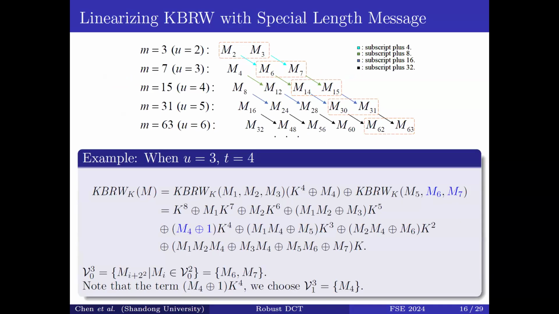Next, we have already analyzed the KPLW function when U is 2 in the previous slide. And next we consider the KPLW for M1 to M7. We consider this term, and we found the V30 originate from the subset of 4 elements in V20, which can be shown by the colored arrows.